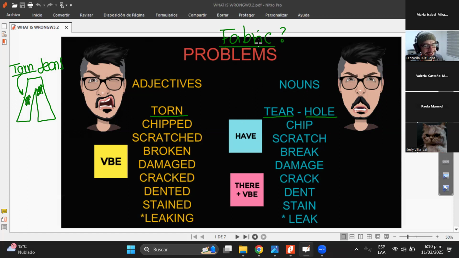Tela. Tela, muy bien, very good. So when we have something related or made of fabric, then it's a possibility that we can have a turn, no? Maybe a teacher, t-shirt.